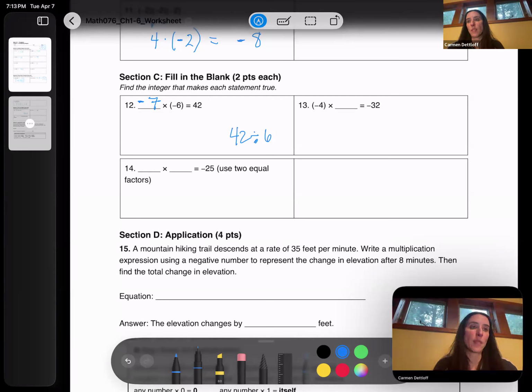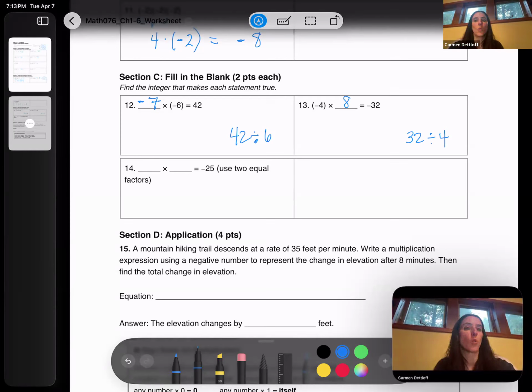And then on this one, I asked myself, what times 4 equals 32? Or I could put in my calculator 32 divided by 4, because those are the opposite to get that number, and I get 8. And it's positive. Negative times a positive equals negative 32.